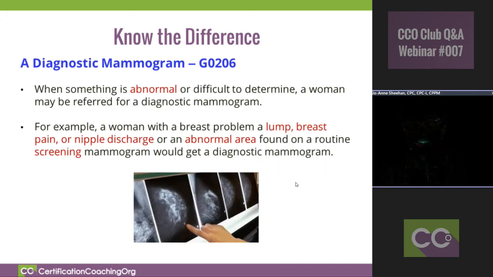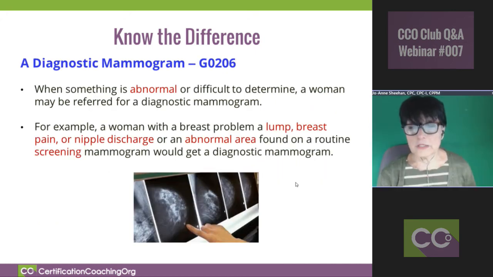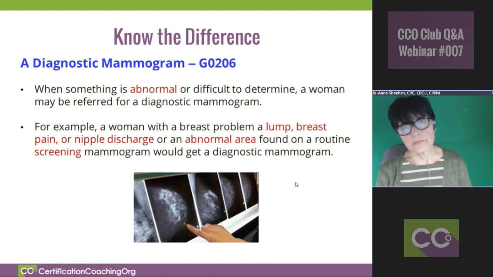So when something is abnormal or difficult to determine, a woman may be referred for a diagnostic mammogram. For example, if a woman has a breast problem, such as a lump in the breast, pain, nipple discharge, or an abnormal area found on a routine screening, then you would get a diagnostic mammogram. Then if there's still an issue, you would probably go to the breast scan.